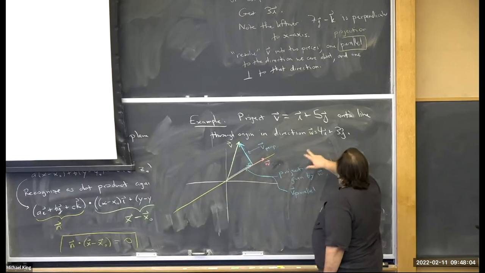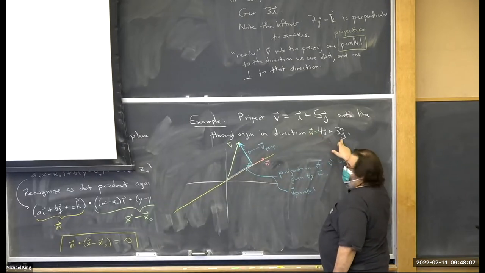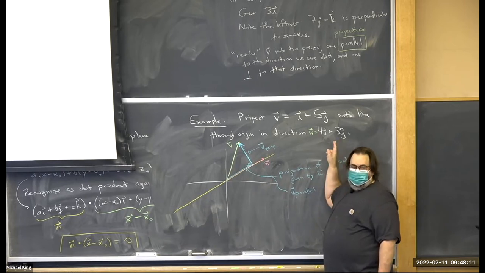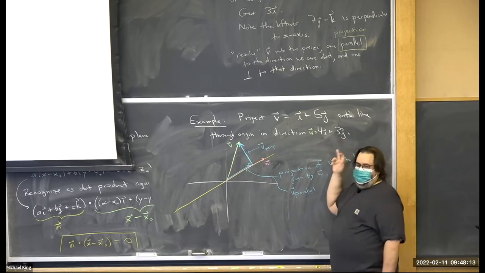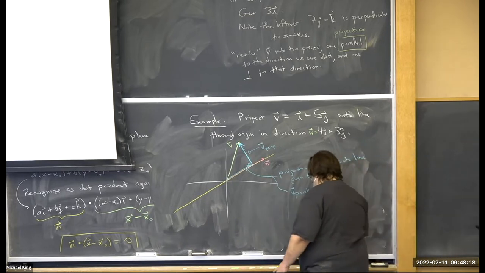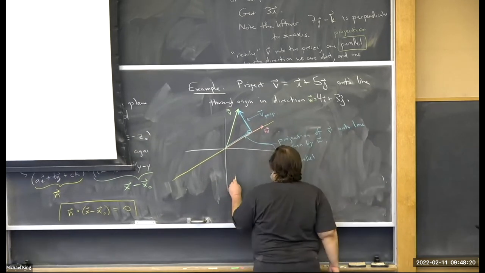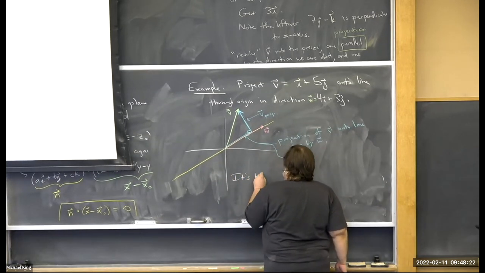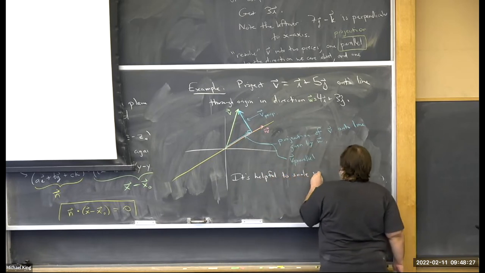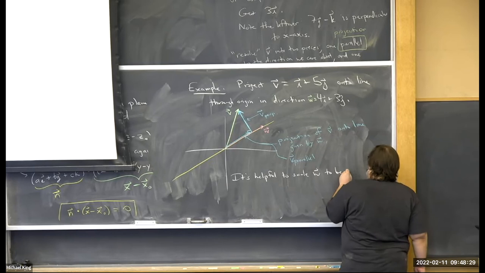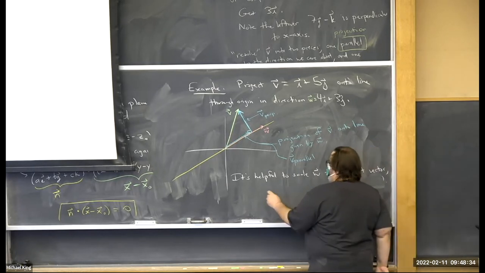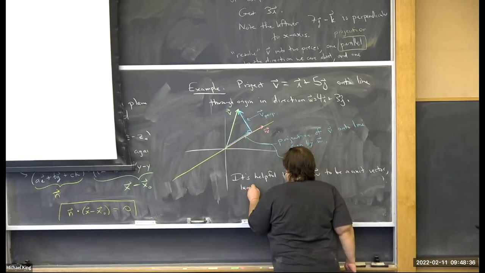Like if I said 4i plus 3j, or I said 8i plus 6j, it's the same question, right? It doesn't change the question if I say 40i plus 30j. It's the same question. I'm looking for the same vector. So it's helpful to scale W to be a unit vector, length 1, because it doesn't really matter.